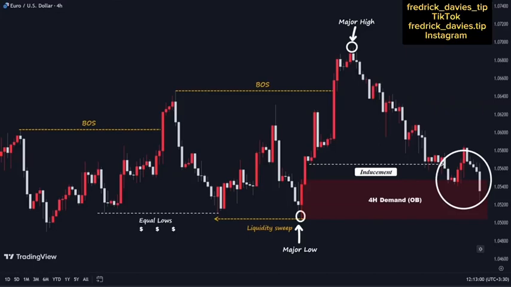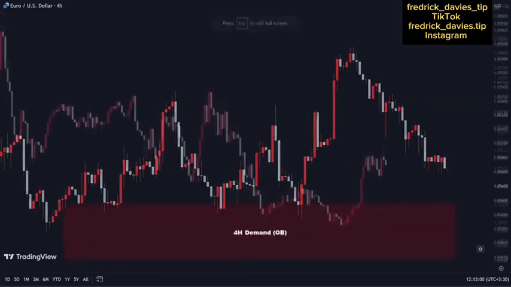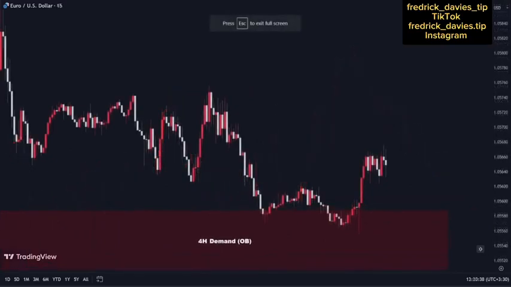Since the price has tapped into the 4-hour time frame zone, our next step is to zoom into the lower time frame, in this case the 15-minute time frame. This allows us to gain a clearer view of the price action and search for any signs of a change of character pattern in market behavior.